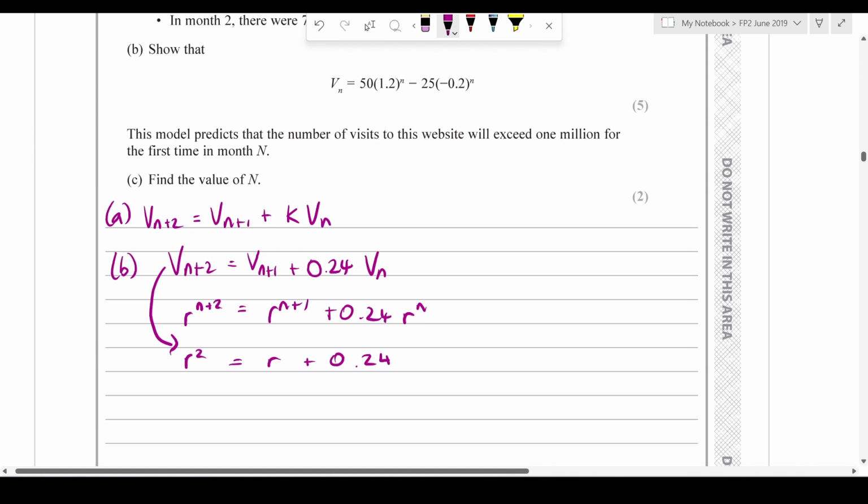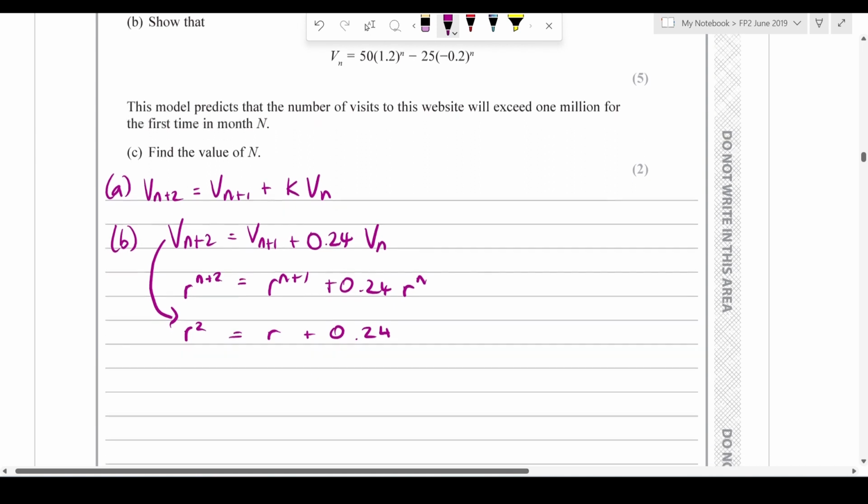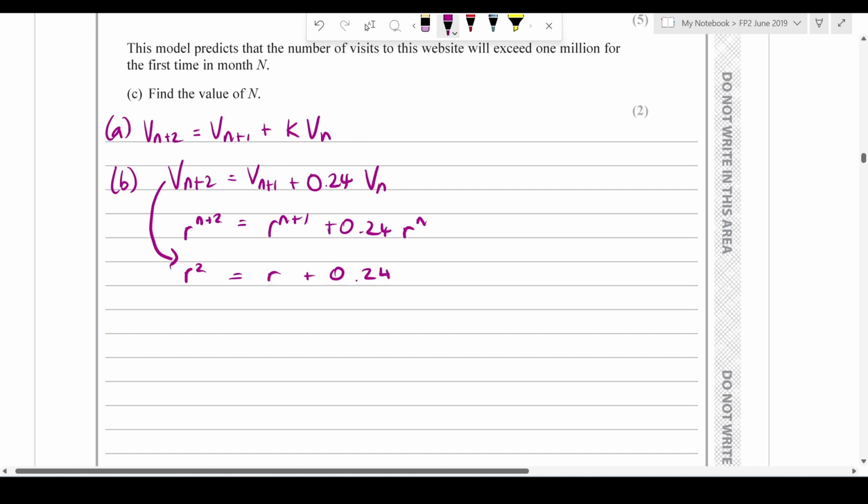It's basically very similar to what we do when we do differential equations. Each time we go one up, that's one to the power of the variable that we're going to have. Anyway, so now let's solve it. It's r squared minus r minus 0.24 is equal to 0.